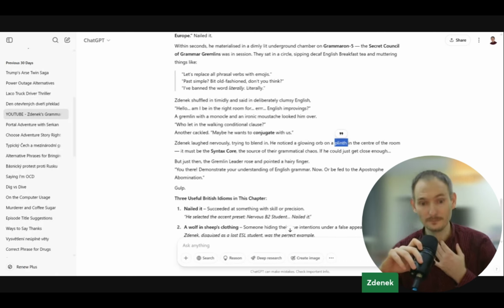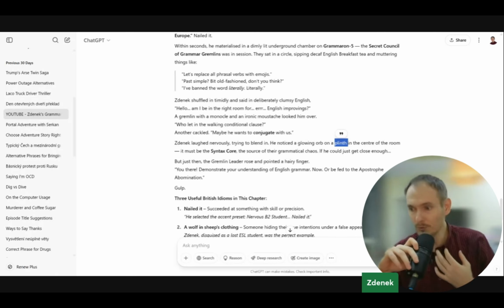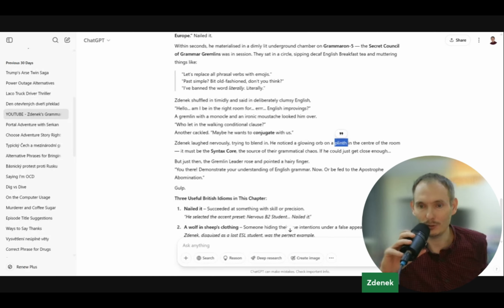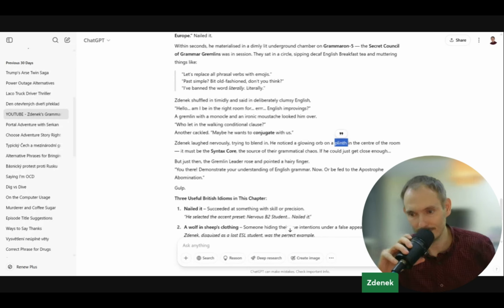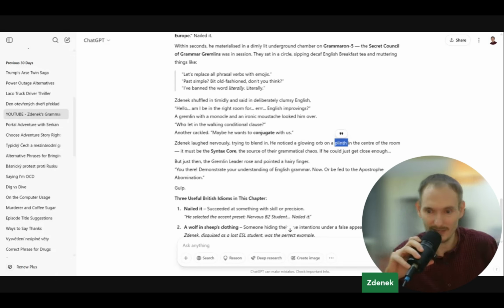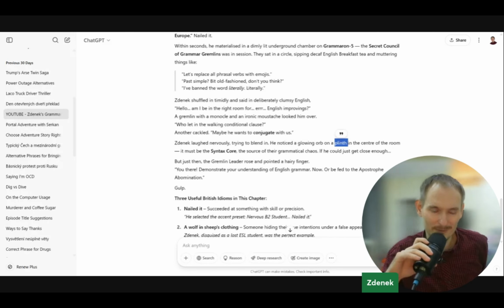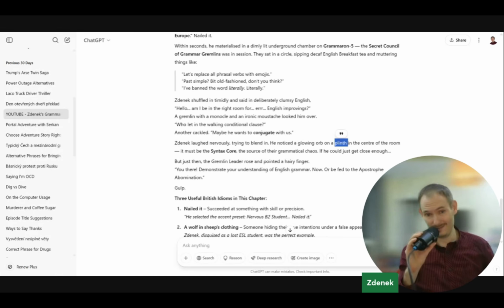Whew. Gulp. Gulp is if you do this. You would do that if you were put in a position like that. It's really scary, right? Because basically I'm being threatened to be consumed by this apostrophe abomination, some sort of monster. Apostrophe is, of course, that little mark that we use, for example, before S, in genitive S, when you say Zdenek's story, right? Or Peter's book, whatever. That S, that apostrophe abomination, right? We have to use our imagination here. It's some sort of monster that will eat me or could eat me.